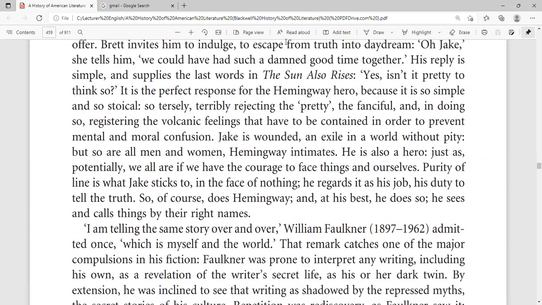Jake is wounded and exiled in a world without pity, but so are all men and women, Hemingway intimates. Jake is a hero just as we are all, if we have the courage to face things and ourselves.